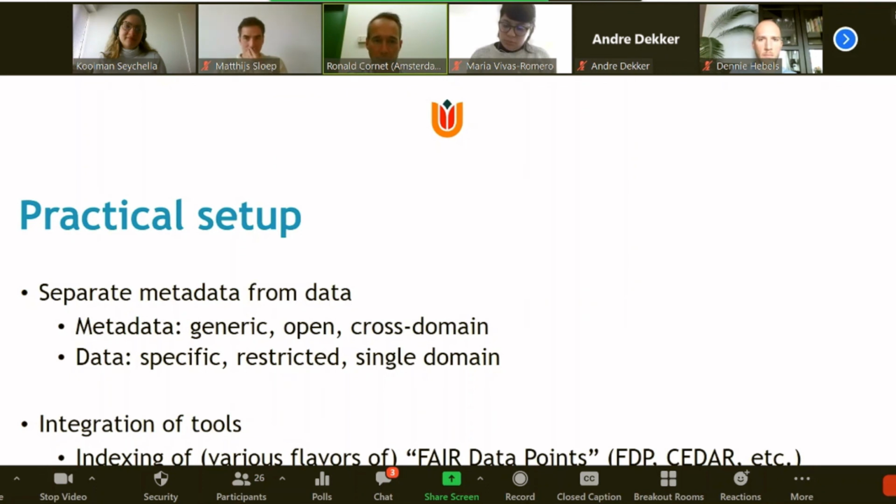And maybe even more importantly, or equally importantly, it's restricted. So your access conditions apply to data, not to metadata.